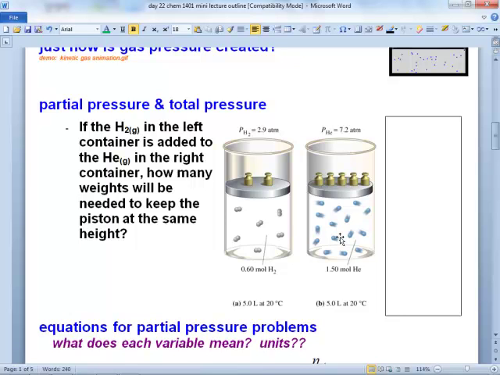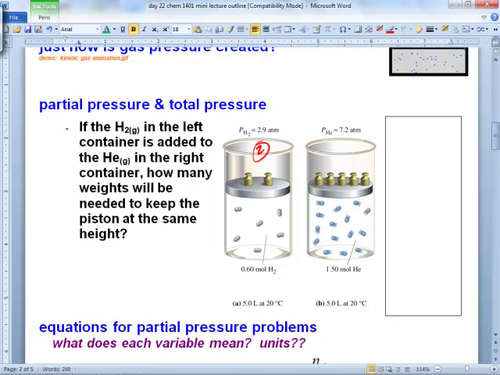But the idea is, if I combine one with the other, how many of these little weights would you have to put on top to keep that lid at the same height? What would you guess? All right. Here I've got 2 of those guys. Here I have 1, 2, 3, 4, 5, right?